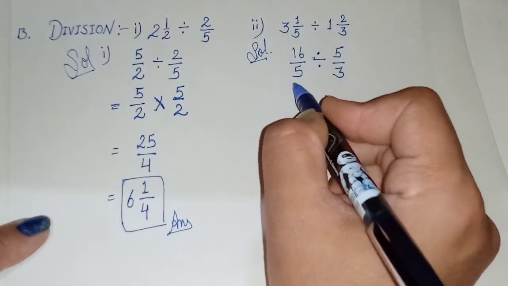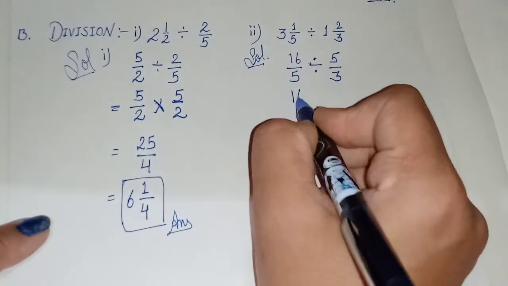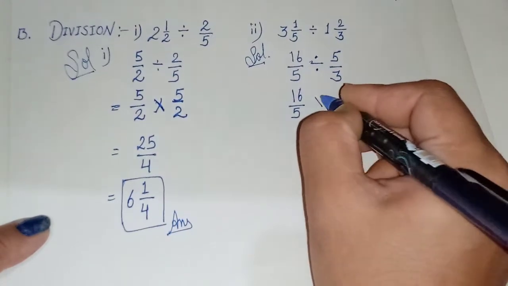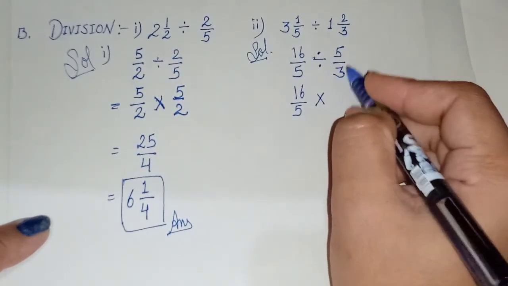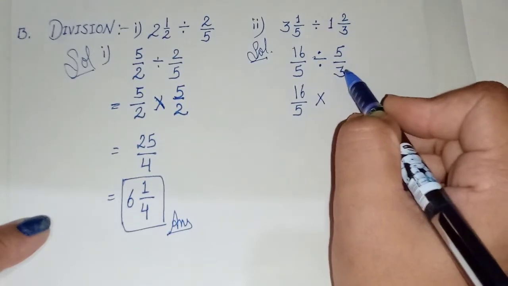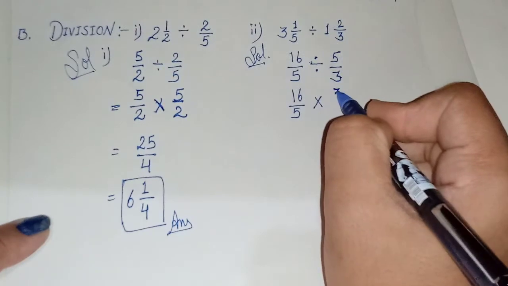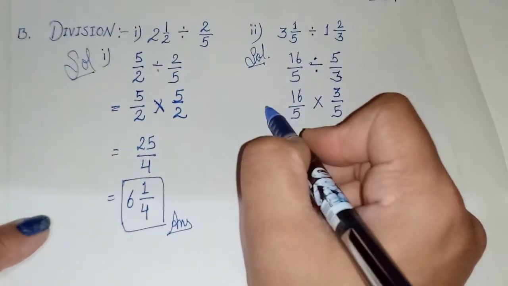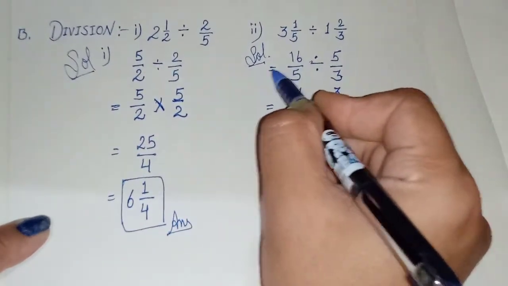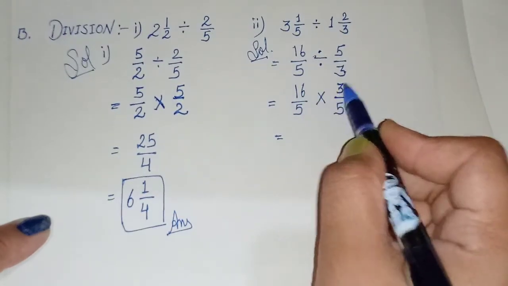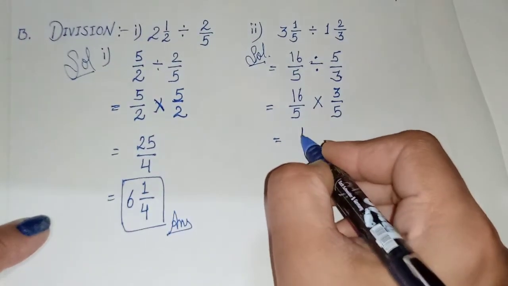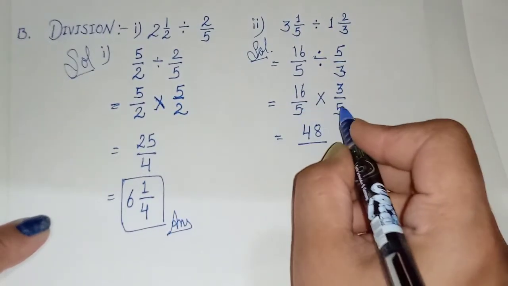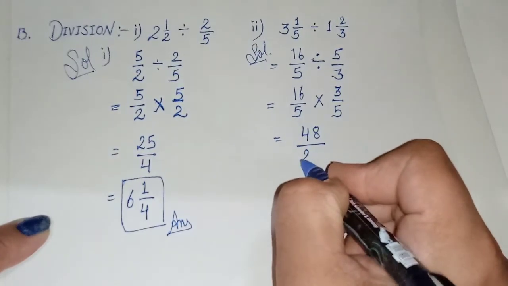Now we will turn it into a question of multiply. First fraction as it is. Divide will turn to multiply. And the second fraction's reciprocal: 5 upon 3 will become 3 upon 5. Got it? Again, like the simple question of multiplication, numerator into numerator, 16 3s are 48. And denominator into denominator, 5 5s are 25.